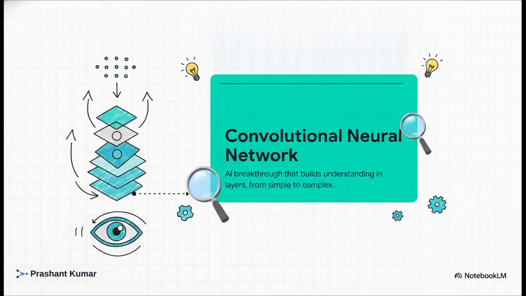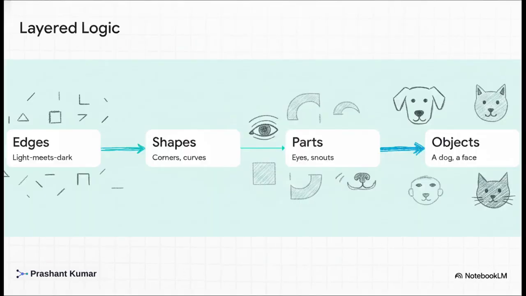The answer is actually one of the most elegant ideas in all of artificial intelligence. It's an architecture called a convolutional neural network. This was the massive breakthrough that finally cracked the code of computer vision. And the key insight here? It's that the network doesn't try to understand the entire image all at once. Instead, it builds its understanding in layers. It starts from the incredibly simple and slowly works its way up to the incredibly complex. This right here is where the mathematical magic really happens.